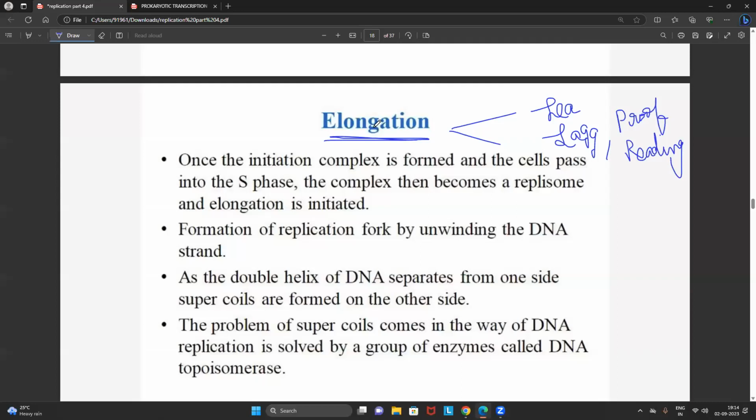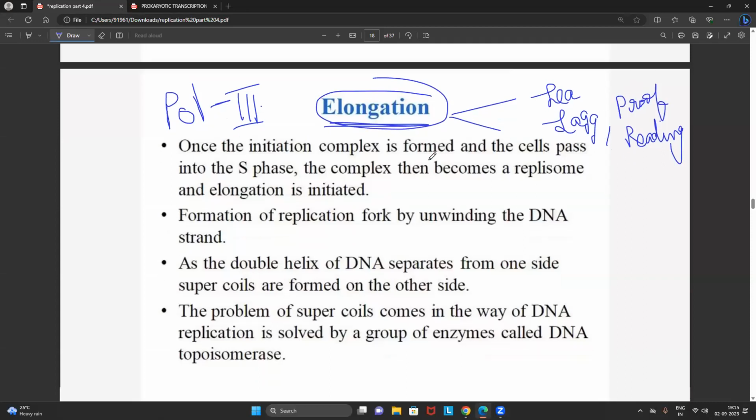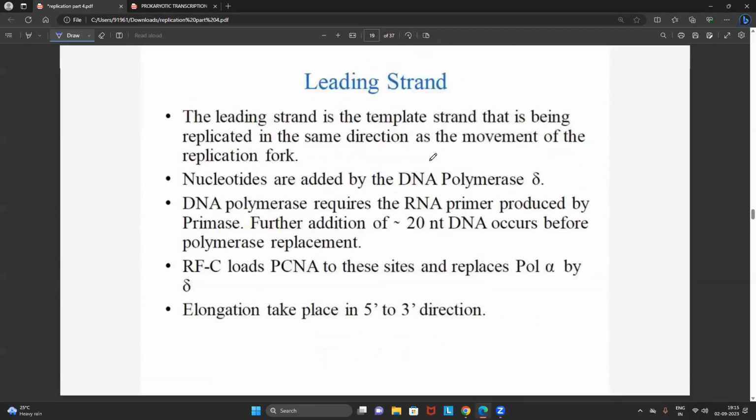And everyone quickly recall, in the case of prokaryotic elongation, what is the name of the enzyme that is involved? You know very well, polymerase 3 is the enzyme which synthesizes the leading and lagging strand in prokaryotes. But all the students listen.